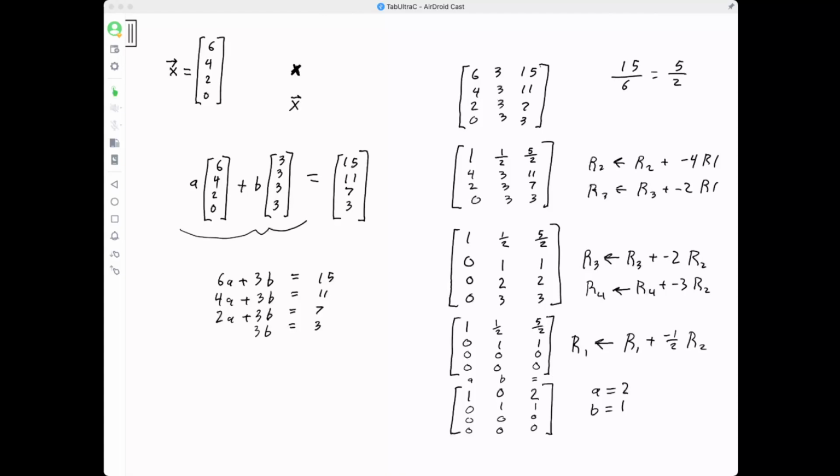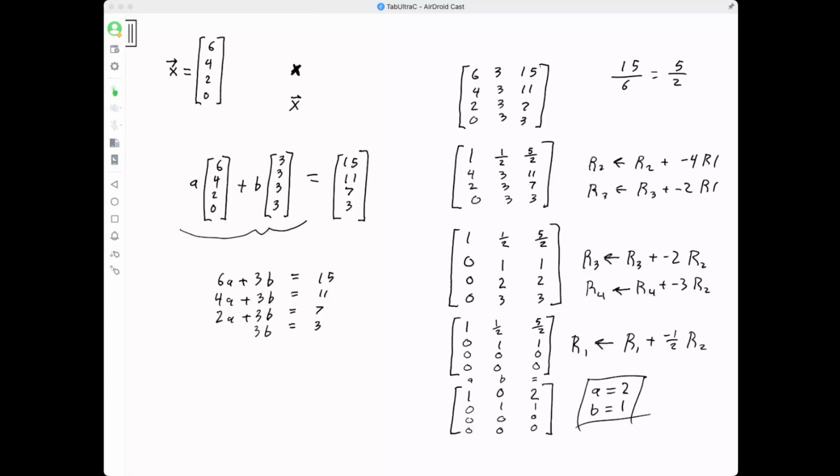And so if I make 2 batches of cookies and 1 cake, I will have used up 15 ounces of flour, 11 ounces of butter, 7 ounces of sugar, and 3 ounces of eggs. So that's how many of each of the things I can make. What this tells us is that this vector equation is another way of representing a system of linear equations.